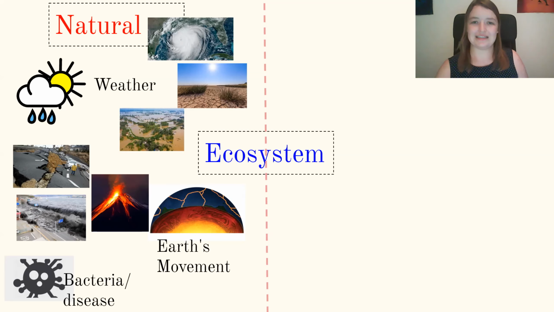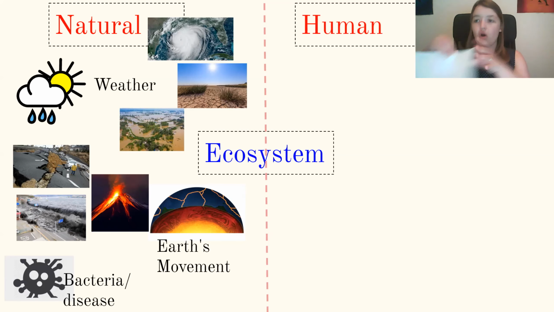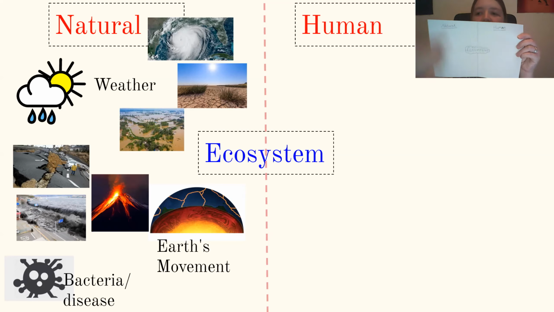Our next section that we're going to talk about are human changes. So on your sheet, you should have natural, all filled in with all of your notes, and if not, you can pause or rewind to remind yourself about what each natural change would be. And now we're going to move on to human.